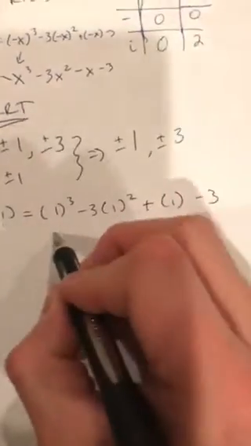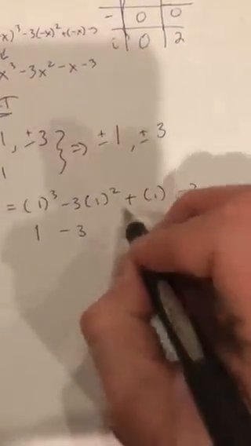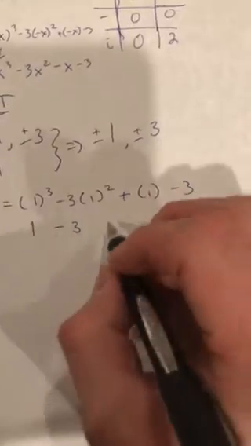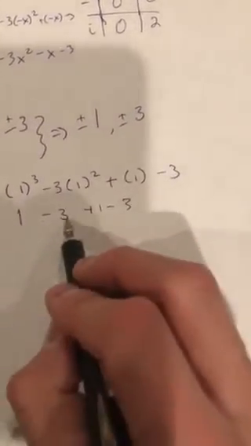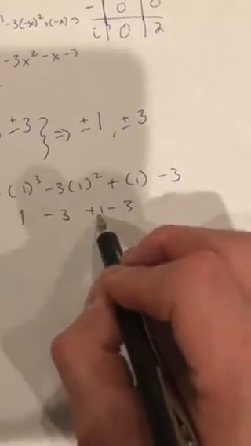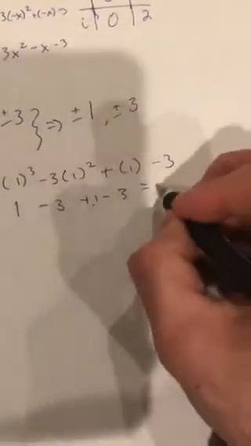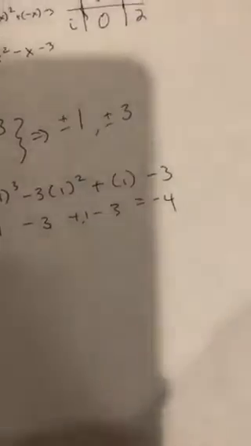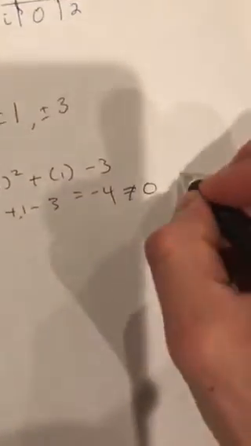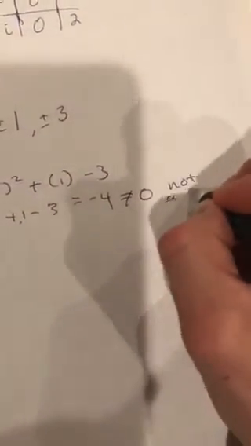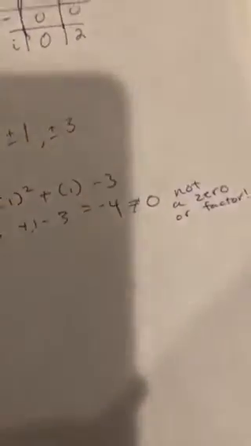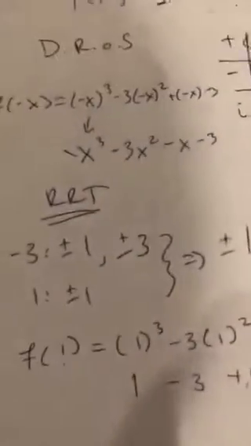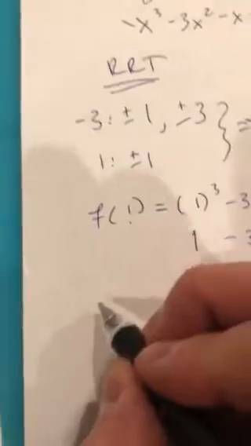Okay, this will be 1 minus 3, because 1 squared is 1, times 3 is 3, plus 1 minus 3. Negative 2, negative 1, negative 4. Since that does not equal 0, it is not a zero or factor. That's how the rational root theorem will help us in combination with the remainder theorem. Okay, let's try another one.